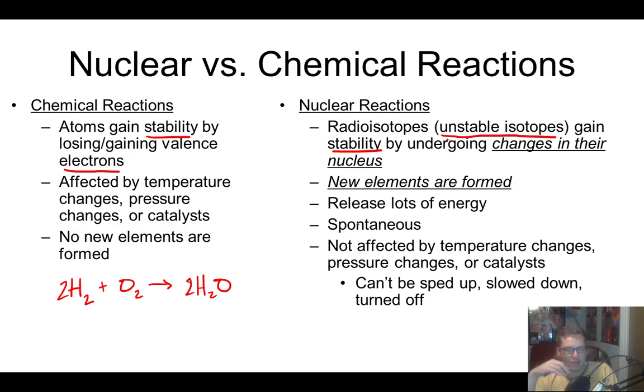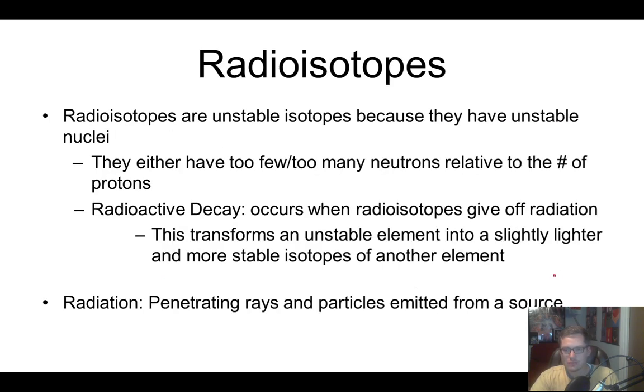Now, some chemical reactions are spontaneous, but all nuclear reactions are spontaneous, meaning they occur on their own without any input from us. And we cannot change the speed of our reaction by changing the temperature, pressure, or adding catalysts. Okay? Nuclear reactions just simply can't be turned off. All right, so let's do some definitions here. Go ahead and pause it, fill out your notes, and we'll blow through this right quick.